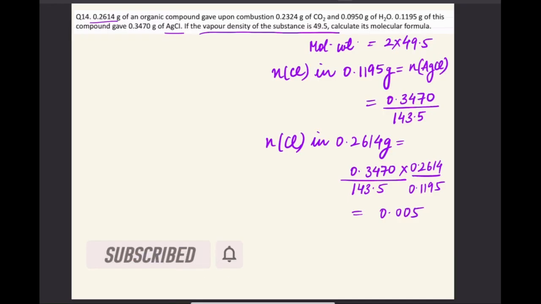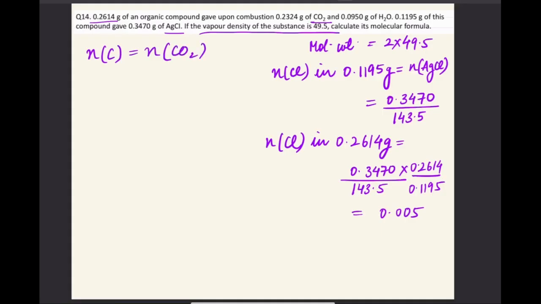Now moles of carbon is equal to moles of carbon dioxide, because 1 mole of carbon dioxide contains 1 mole of carbon. Therefore, moles of carbon in the compound will be equal to moles of carbon dioxide, and this is equal to weight of carbon dioxide divided by molecular weight of carbon dioxide, that is 0.2324 gram divided by 44, and this is equal to 0.005 moles. Now 1 mole of H2O contains 2 moles of hydrogen.